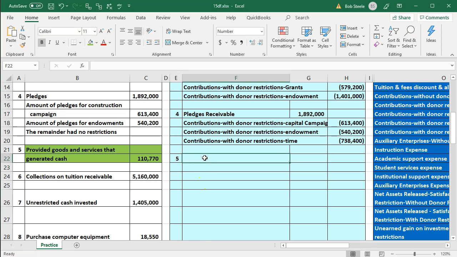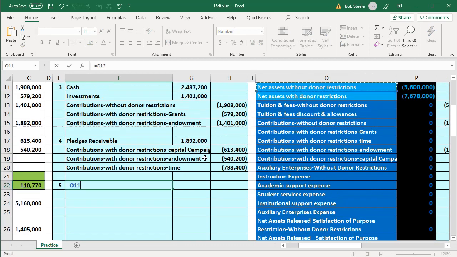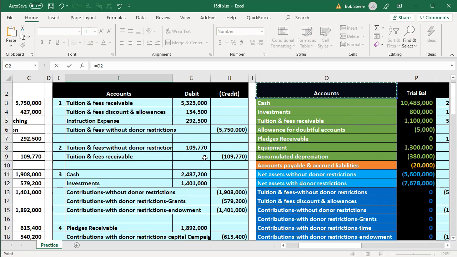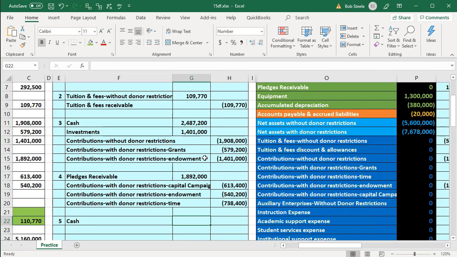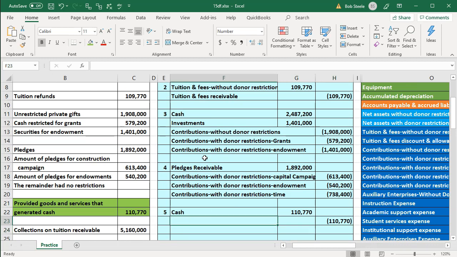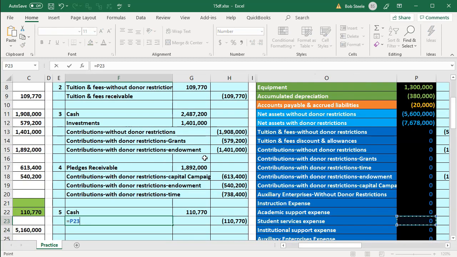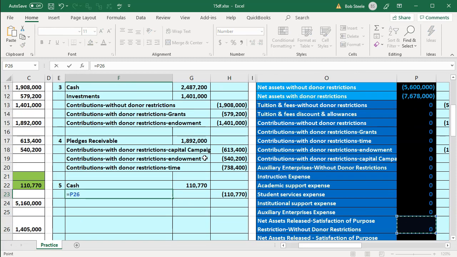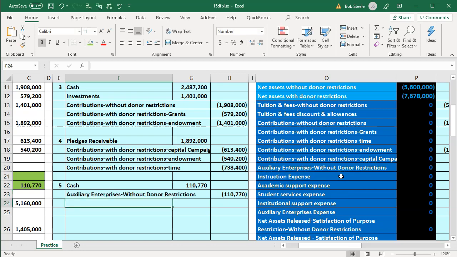So we're going to get cash. That's where we can start because that's going to be the easy thing to do. We know cash is affected. It's going up. That's usually the first place to start. So we're going to say cash is increasing and it's going to go up by that 110,770. Then we're going to have a credit, and that credit is then going to go to our auxiliary enterprises. So that's going to be down here. And we don't want to pick up the expense. This is kind of like a revenue type of account. So we're crediting the revenue type of account. We don't have any donor restrictions on it. There's our transaction. Let's post this out.